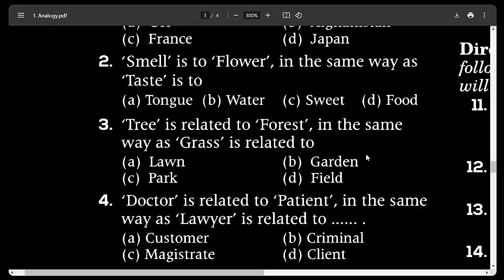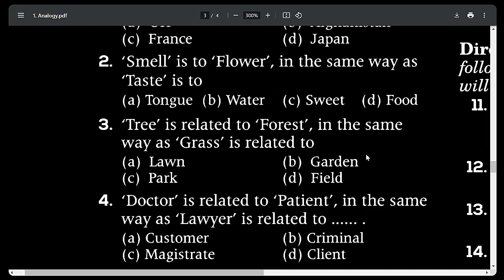Sir, what is the relation between doctor and patient? Doctor, what is he doing? Treating the patient, right? Yes, sir. So he is giving his service to whom? Doctor is giving service to patient. Yeah, doctor is giving a service to patient.